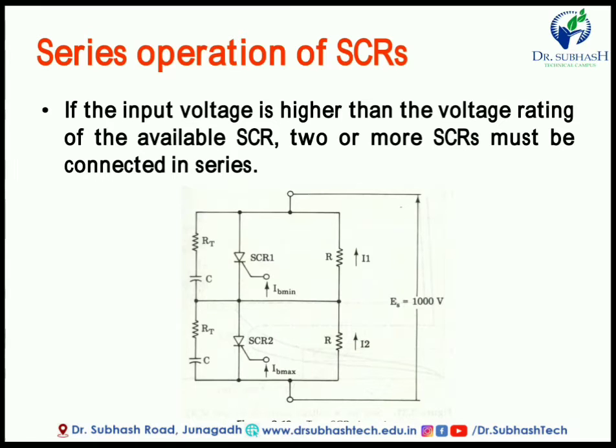We have to connect SCRs in series so we can handle the high voltage. Here SCR1 and SCR2 are both the same, but their voltage rating is lower than our requirement. Then we have to connect them in this back-to-back connection, and for this type of connection we have to use some protection circuit like a snubber circuit.